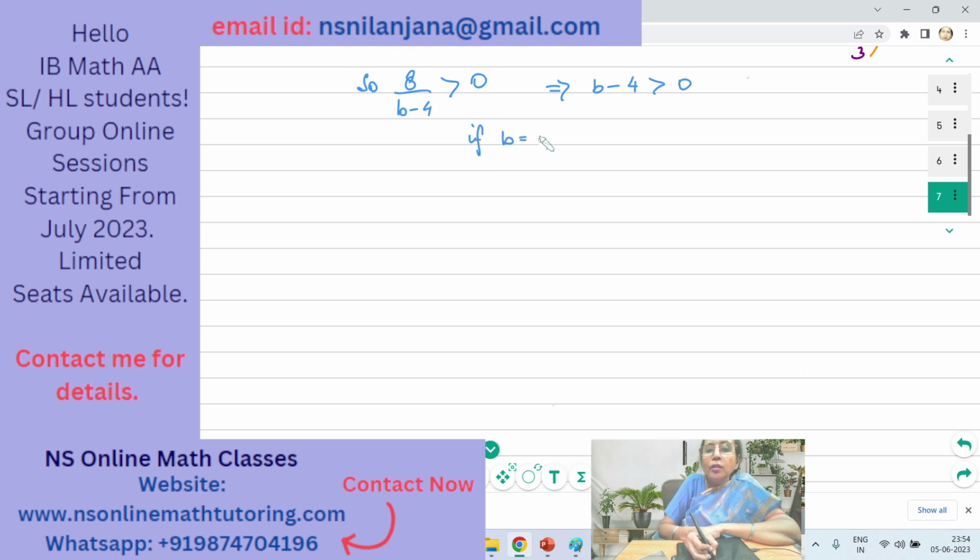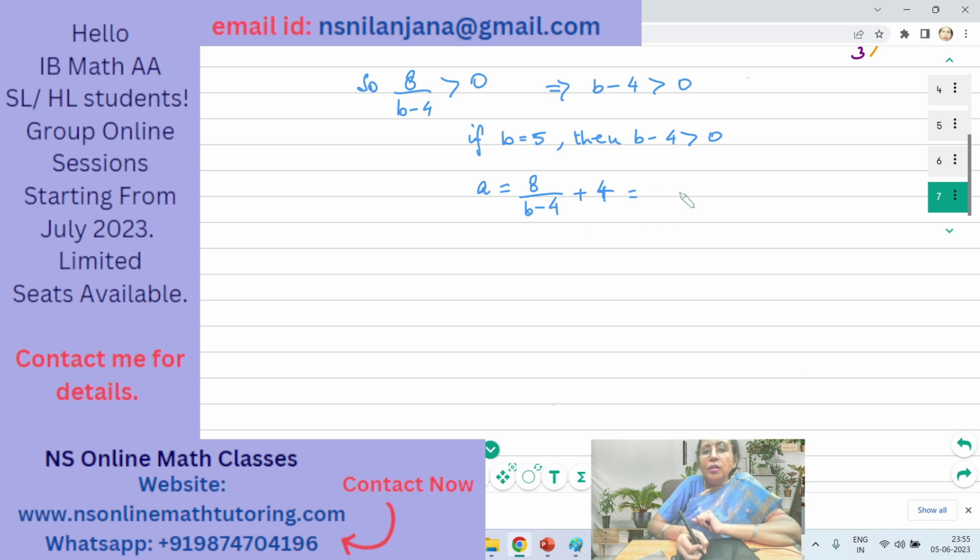If b is equal to 5, then b minus 4 is greater than 0. This condition is getting satisfied, but what is the value of a? Is it an integer? a is equal to 8 over b minus 4 plus 4.